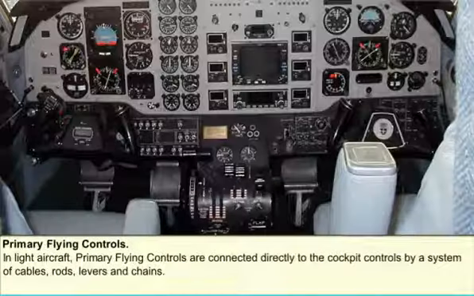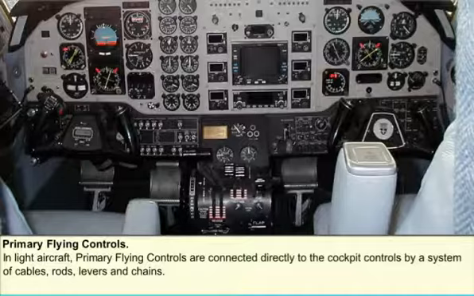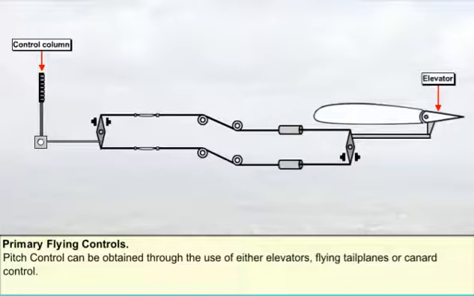The movement of the flying control surfaces in response to the movement of the cockpit controls in light aircraft is achieved mechanically. This means that the control surfaces are connected directly to the cockpit controls by a system of cables, rods, levers and chains. Each control can be obtained through the use of either elevators, flying tailplanes or canard control. For the purpose of this lesson, we'll assume that our aircraft has elevators fitted to the tailplane.